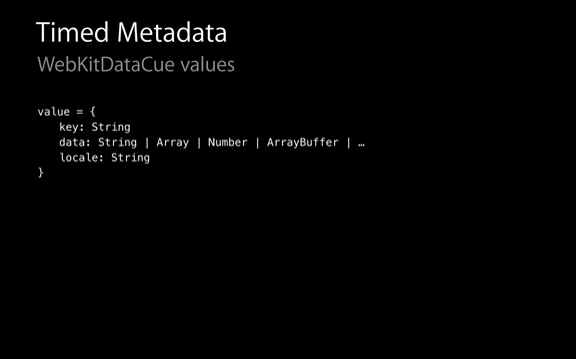So these values allow you to interpret the value property, which looks like this. Each value has a key, and between the key and the type, you can uniquely identify the meaning of the data value, or the data property, which can be a string, an array, a number, an array buffer, any JavaScript type. And the value may optionally have a locale, so you can choose between a variety of available cues for the current time based on the user's current system locale.